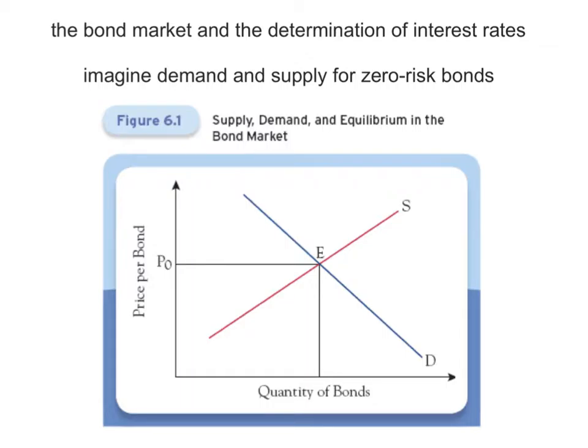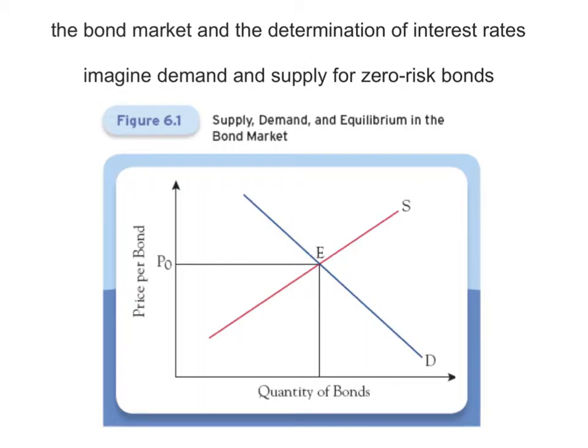Let's construct our first model. We're going to be analyzing the bond market and the determination of interest rates. We'll imagine a demand and supply model for zero-risk bonds. And just like any simple demand and supply model, price is on the vertical axis, quantity of the thing being traded is on the horizontal axis. There is a downward sloping demand curve and an upward sloping supply curve.